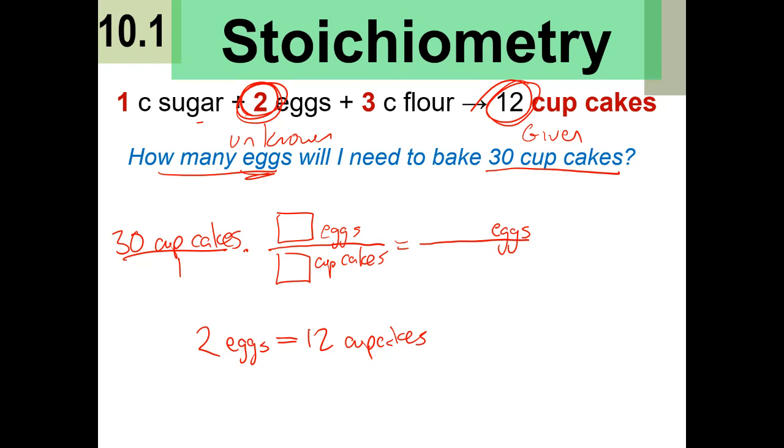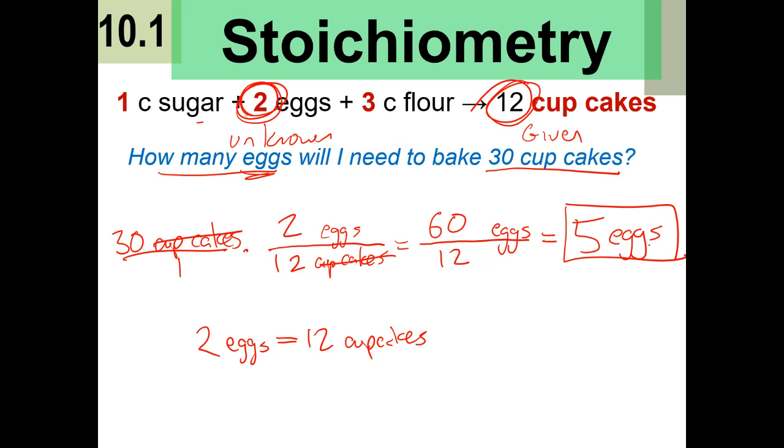So let's plug those numbers in. The relationship is 2 eggs for 12 cupcakes. The cupcake units cancel. That's why we set it up that way. Let's multiply across the top. 30 times 2 is 60. 1 times 12 is 12. 60 divided by 12 is 5. Use a calculator, guys. No reason to struggle in these hard times. The answer is 5 eggs.